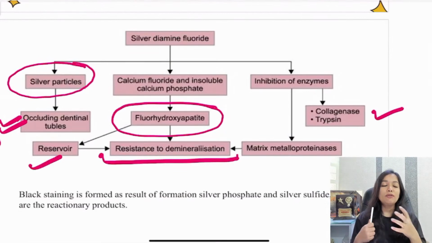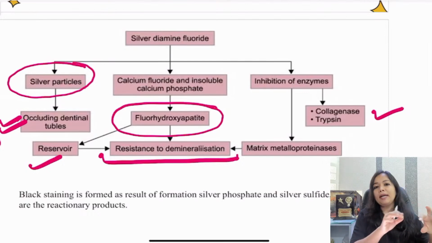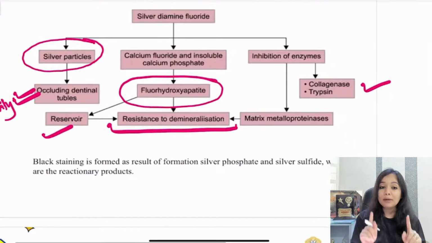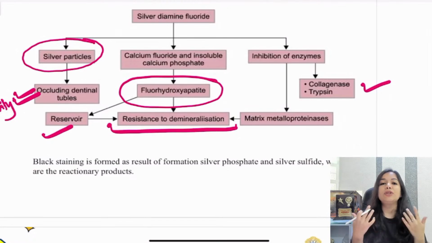So it is a wonderful agent when you have a patient who does not want to sit on the chair. He has an active carious lesion, and he's scared of the aerator. What you can simply do is take silver diamine fluoride on an applicator tip, isolate the tooth and paint it over the active carious lesion. The carious lesion shall get arrested there. The only problem is that it will leave the tooth discolored. So you have to inform the patient first.